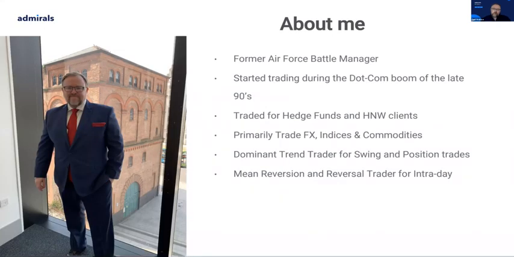And for those of you who don't know me, my name's Paul. I've traded for many years, traded for hedge funds, for high net worth individuals. Primarily, I look to trade FX, indices and commodities. For my longer term trades, I tend to be a trend trader, but for my intraday trading, I tend to focus on mean reversion and reversals. That's what I'm going to be focusing on today. So you're going to get the benefit of some of my experience from over the years of intraday trading FX markets, having done it for funds and clients.